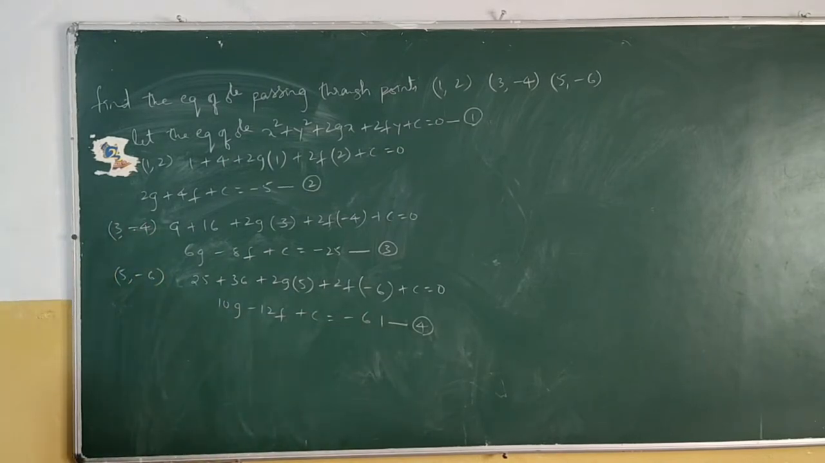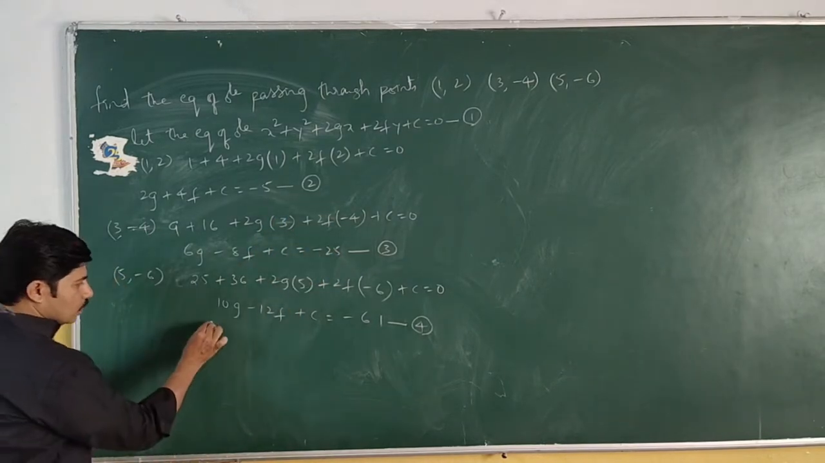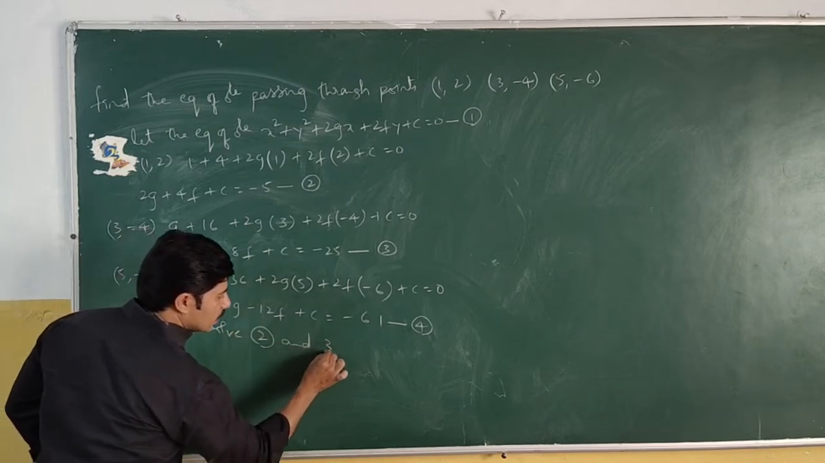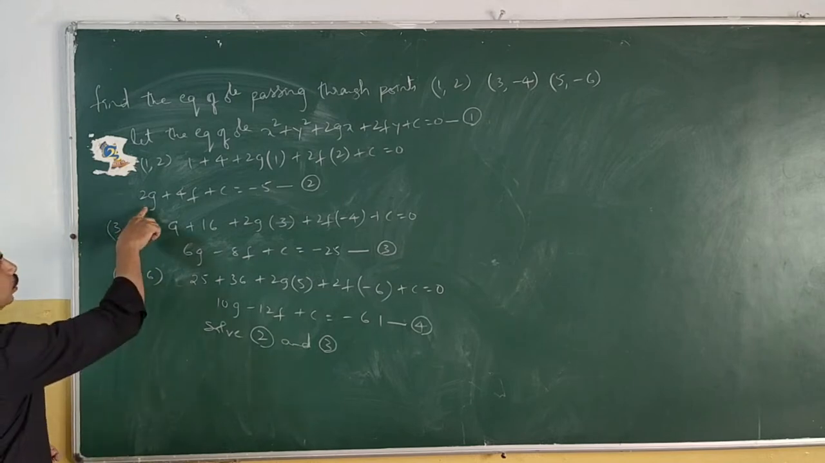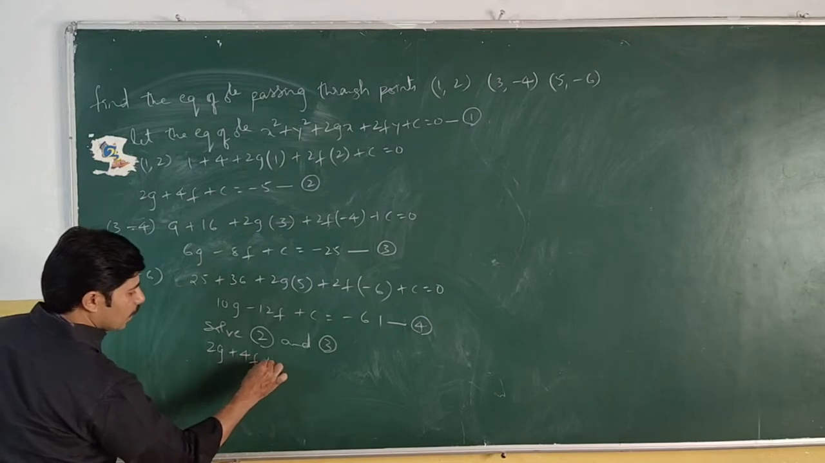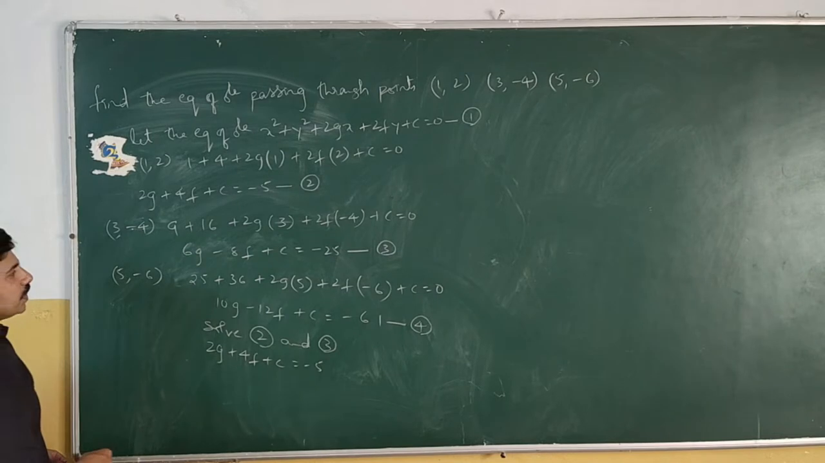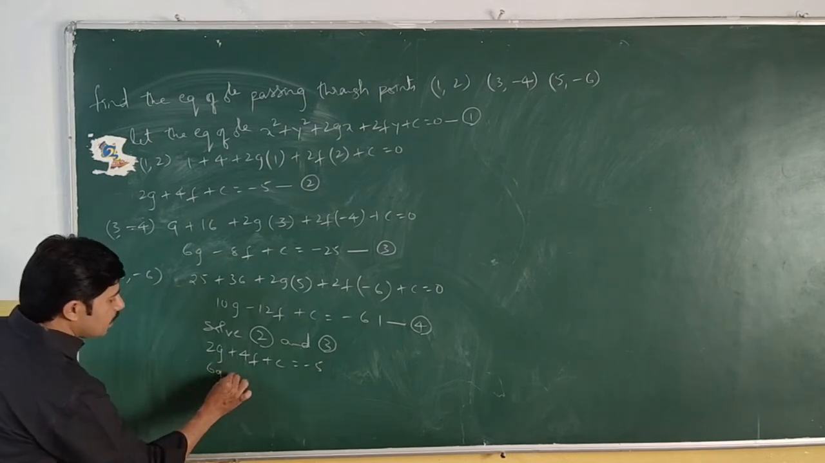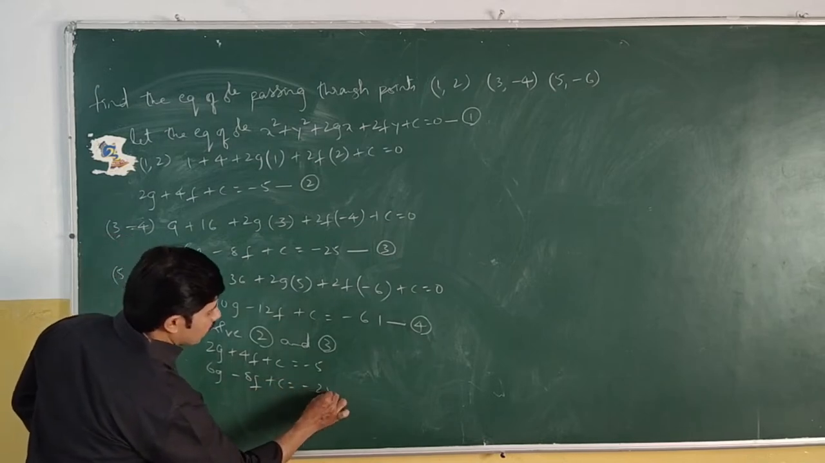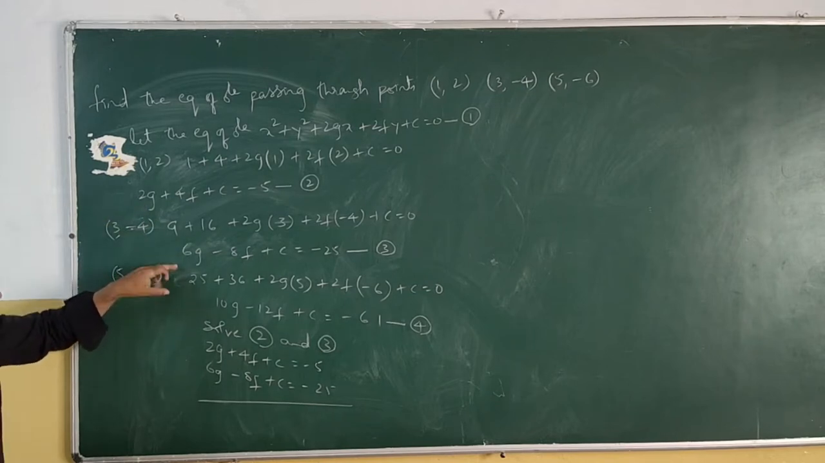Now what we have to do is, we will solve equations 2 and 3. So what is equation 2? It is 2g + 4f + c = -5. And what is equation 3? It is 6g - 8f + c = -25. See, equations 2 and 3 we are solving.